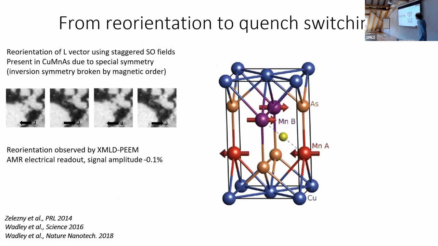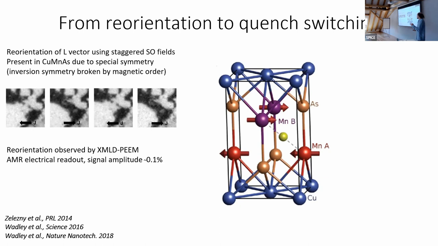We originally studied the reorientation switching in copper manganese arsenide. Copper manganese arsenide has this special symmetry, where the inversion symmetry is broken by magnetic order. So we have the Néel spin orbit torques. So simply by application of electrical current, we can reorient domains by 90 degrees.